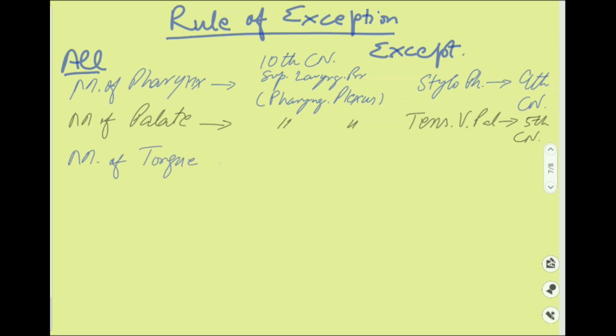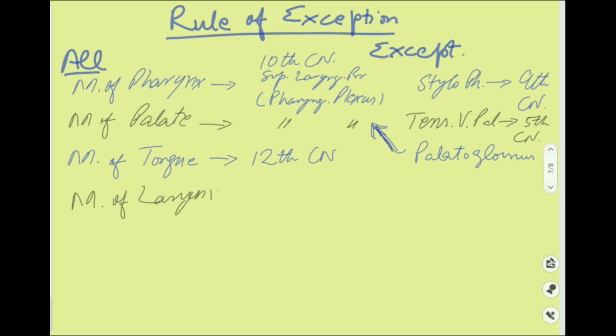All the muscles of tongue will be supplied by 12th cranial nerve except the palatoglossus, which will be supplied by 10th cranial nerve through pharyngeal plexus. All the muscles of larynx will be supplied by recurrent laryngeal nerve except the cricothyroid muscle, which will be supplied by the external laryngeal nerve, a branch of the superior laryngeal nerve.